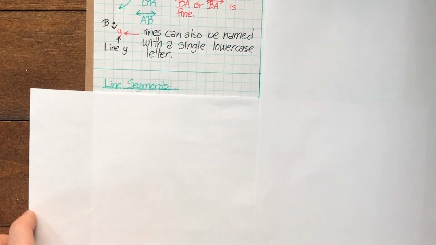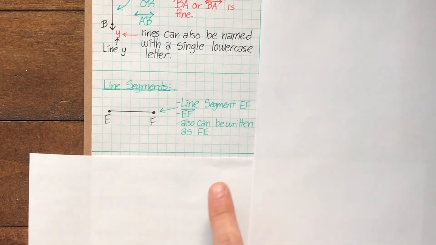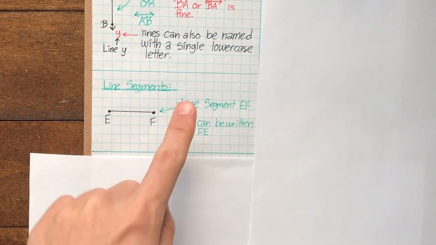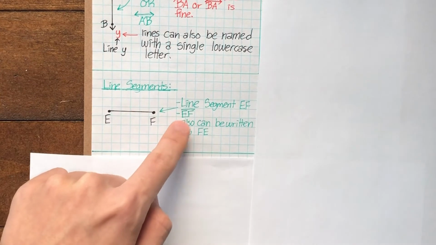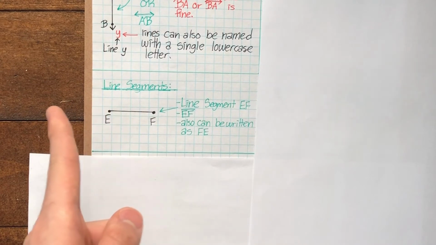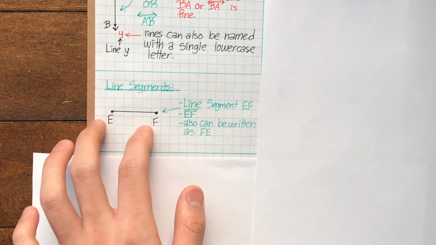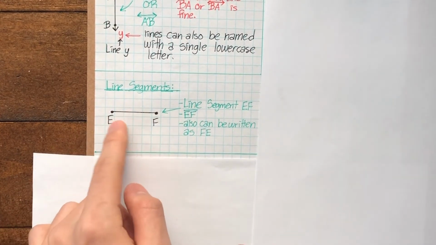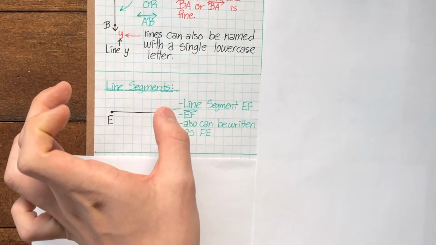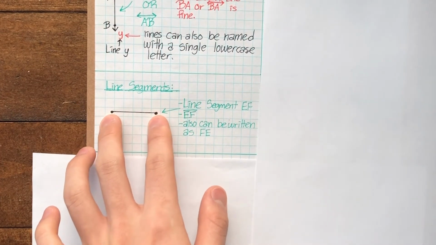Next up, we have the line segments, which I talked about briefly. So this is line segment EF. The difference between this and this is that this does not have 2 arrows. It's just a line, because these points E and F are considered endpoints. So you don't see arrows at either end, which means it just stops there. It doesn't go on forever, it just stops. This is the whole line segment.